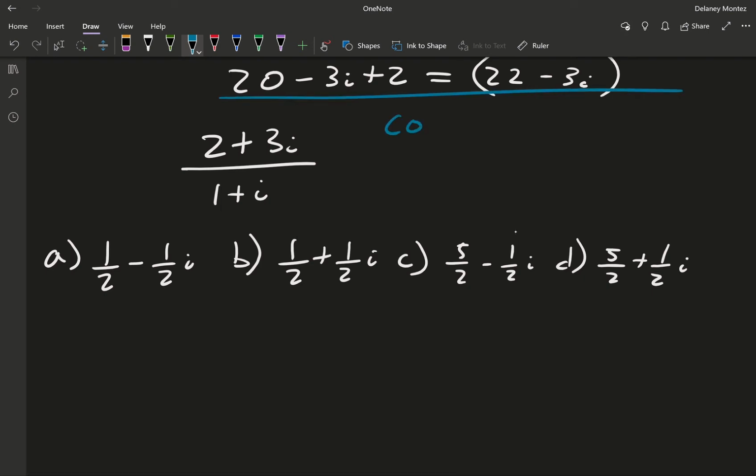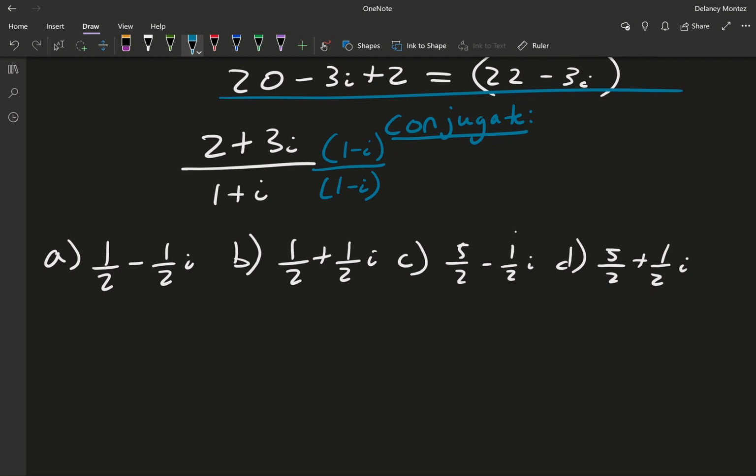So the conjugate, C-O-N-J-U-G-A-T-E. Right? So whenever you're given a conjugate, all you need to do is flip this term. If it's positive, it becomes a negative, or if it's negative, it becomes a positive. So in our case, this is positive. So what we're going to do is multiply the top and multiply the bottom by the conjugate. That's all you need to remember. If you need to clear the I term from the bottom, just multiply by the conjugate, which is switching the middle term, and you're good to go.